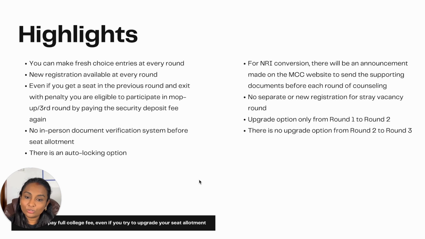There is an auto locking option. As long as you've saved your choices, even if you don't lock them, your options will be considered for the seat allotment process. For the NRI conversion, there will be an announcement made on the MCC website to send the supporting documents before each round of counseling. There is no separate or new registration for the stray vacancy round. Upgrade option is only from round 1 to round 2. There is no upgrade option from round 2 to round 3. So these are the core highlights of MCC.